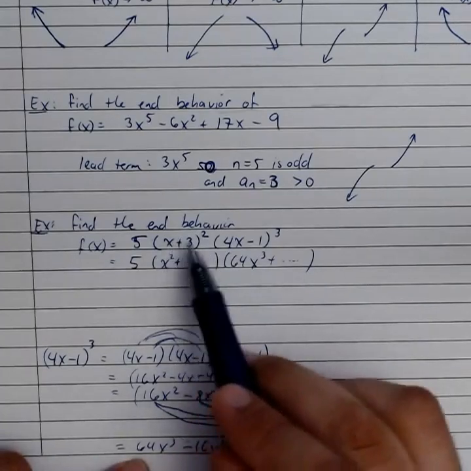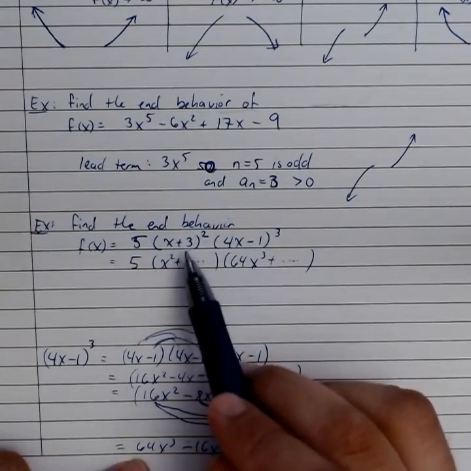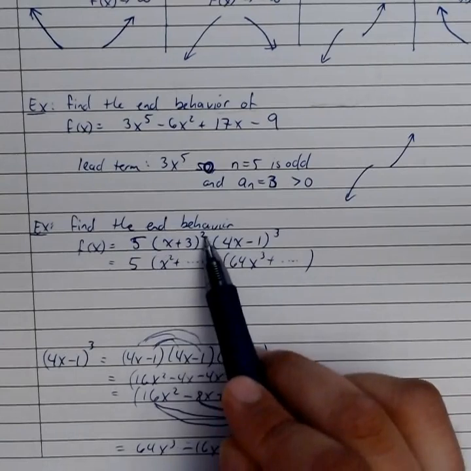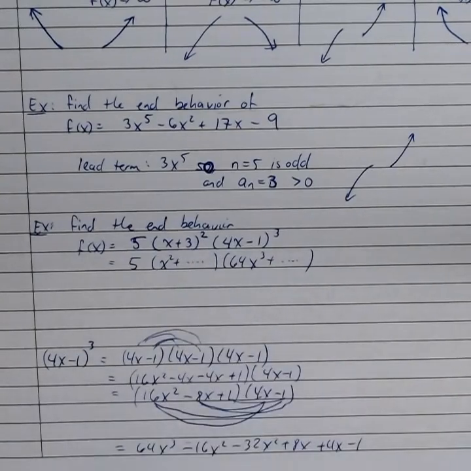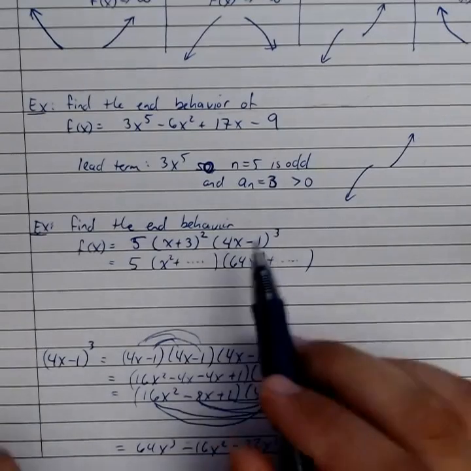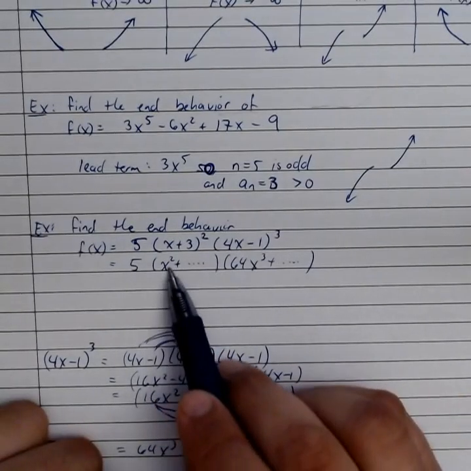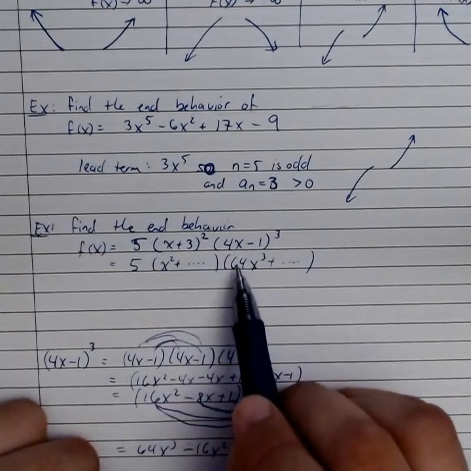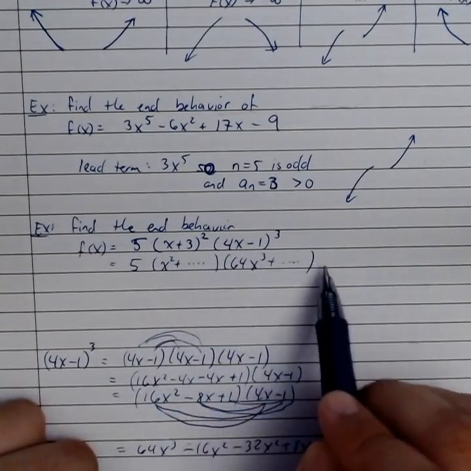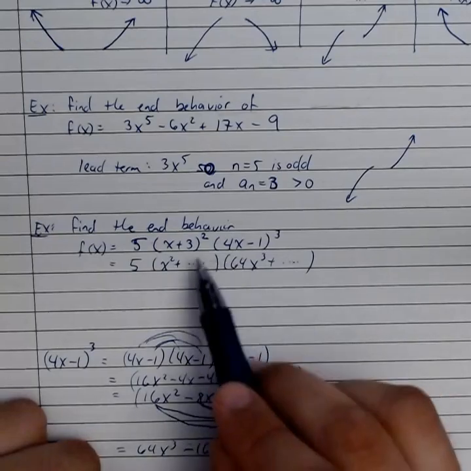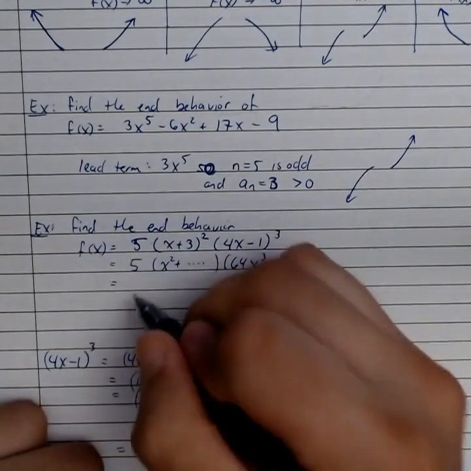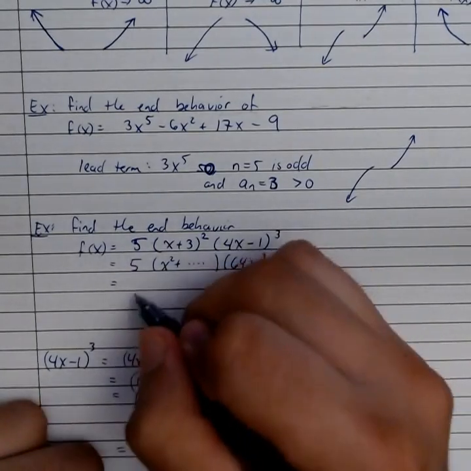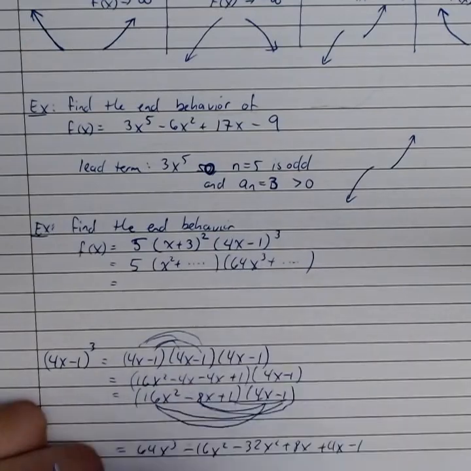Same thing over here. If I multiply this out, I'm going to get x squared plus, right, x squared plus, and I don't really care about the other terms, not for the purposes of end behavior. So now I know I have 5 times x squared plus some stuff times 64x to the third plus some stuff. But again, I don't really care about that stuff. If I just multiply out the biggest powered terms of each factor, that's going to be 5 times x squared times 64x to the third.